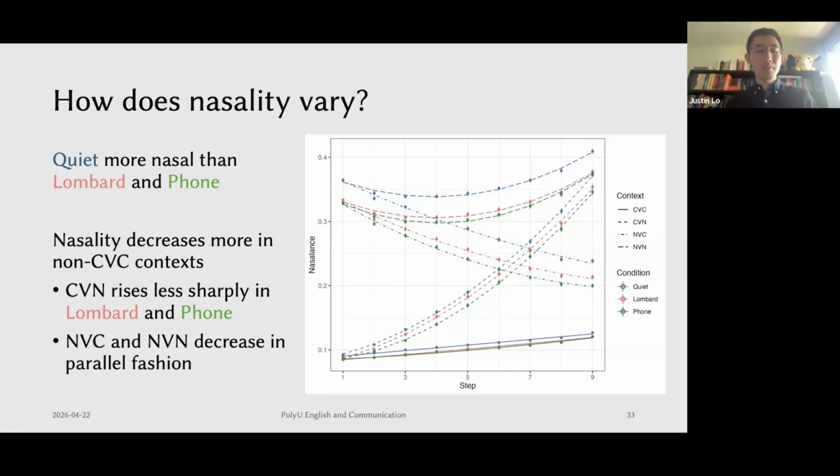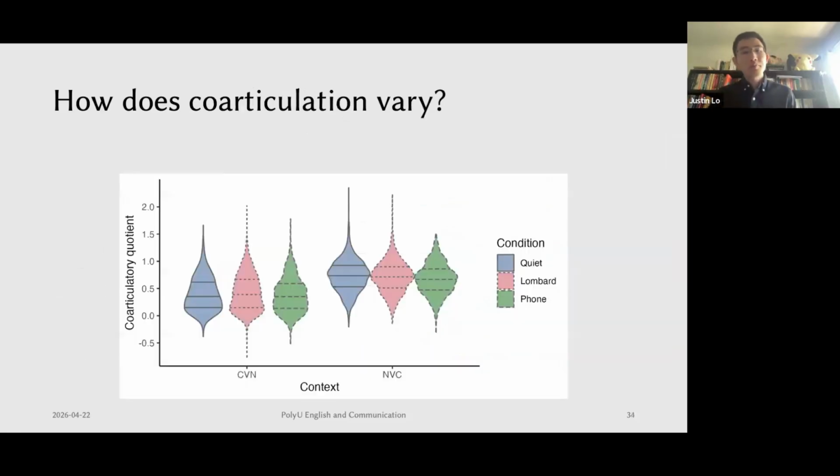So that was just nasality, but now we're thinking about coarticulation in particular, and about how much of the space of coarticulation speakers are using.